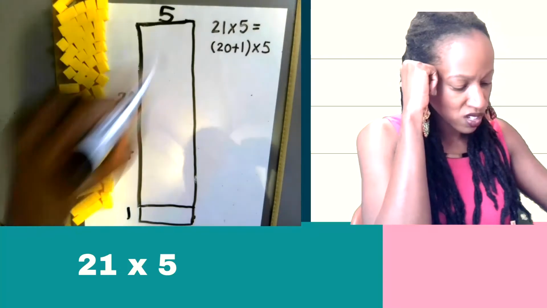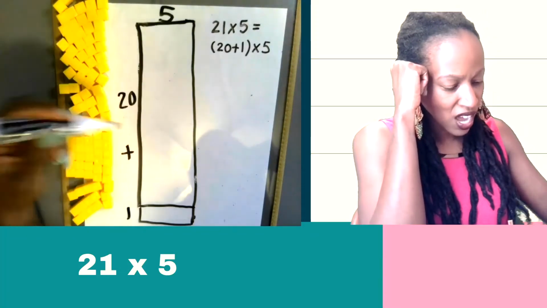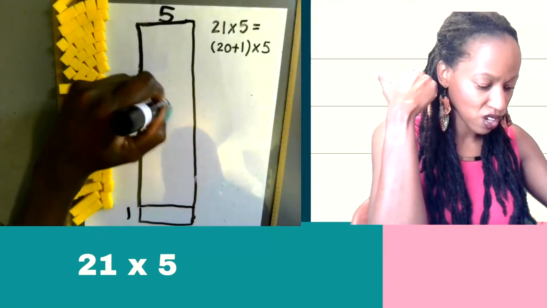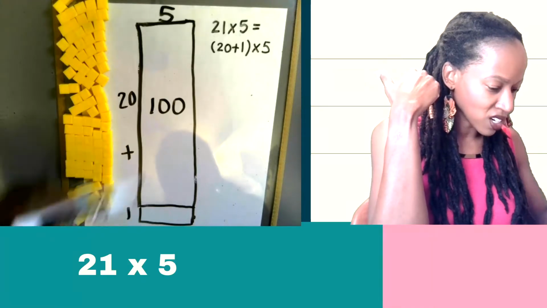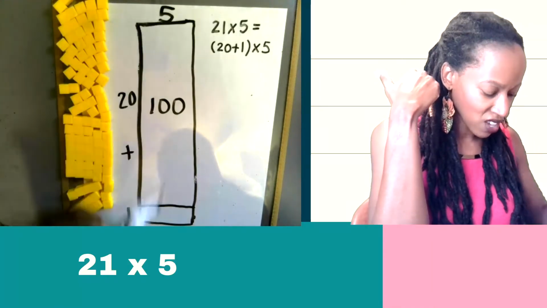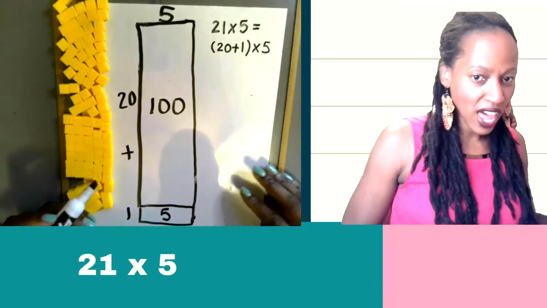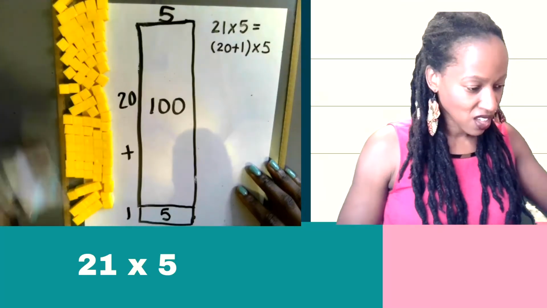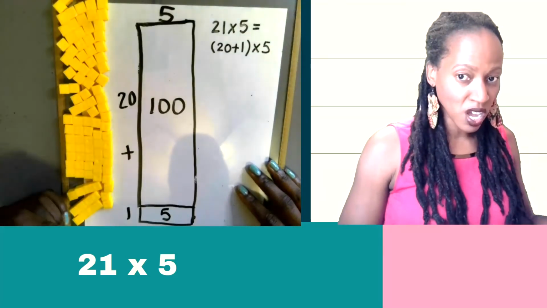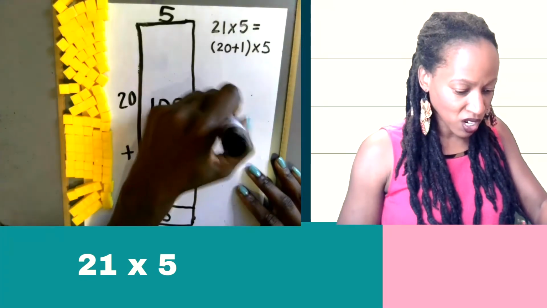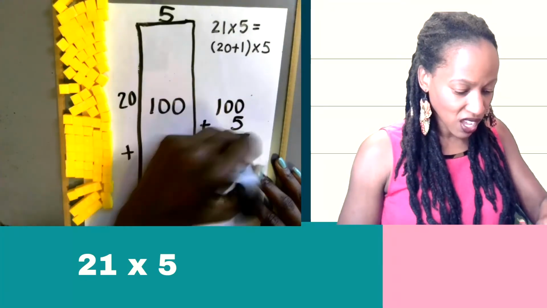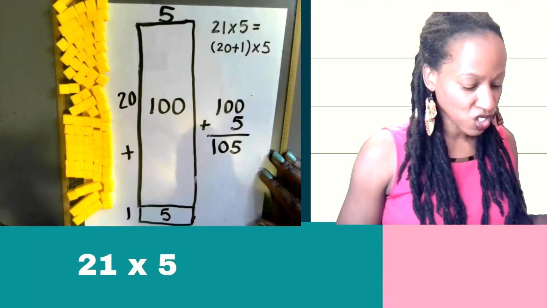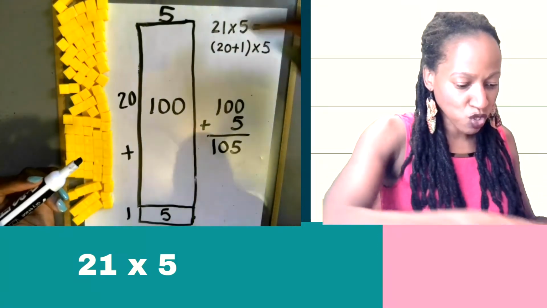Well, if I multiply 20 times 5 or 2 tens times 5, I know that 2 times 5 is 10. I have 1 power of 10, so that gives me 100 here. Then I'm going to multiply by 1 times 5. 1 times 5 gives me 5. So if I add up my 100 plus my 5, I would see that my total area or the total number of base 10 blocks I have would be 100 plus 5. That gives me 105, okay?